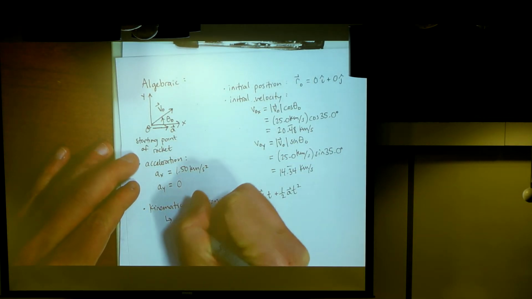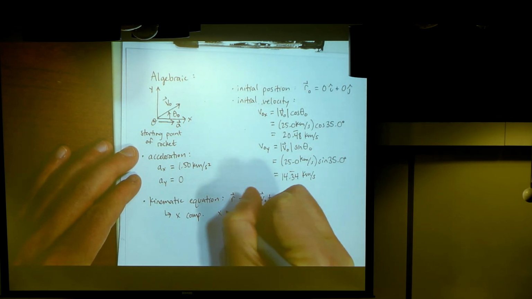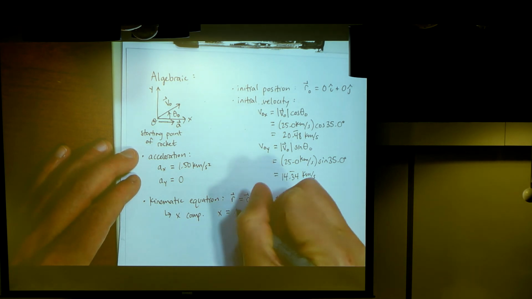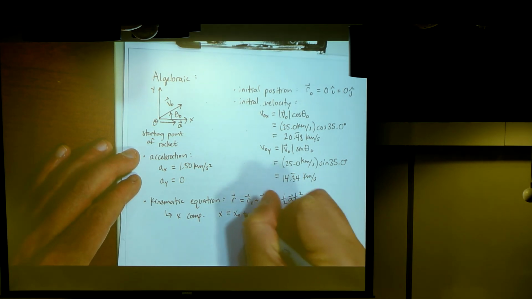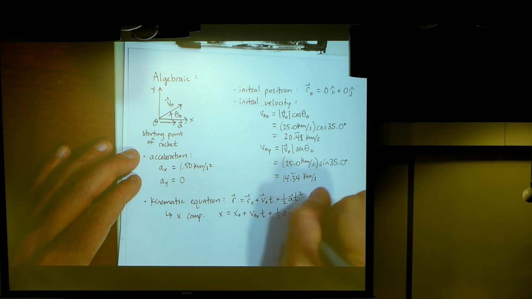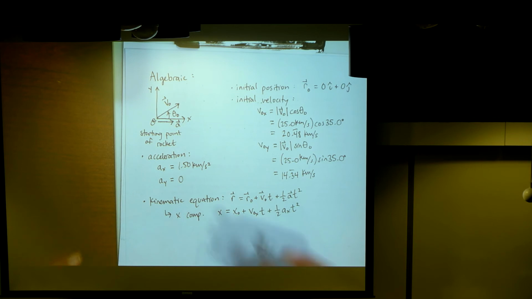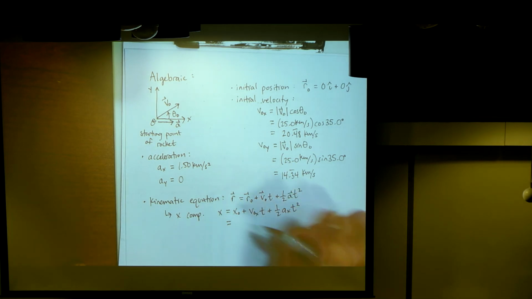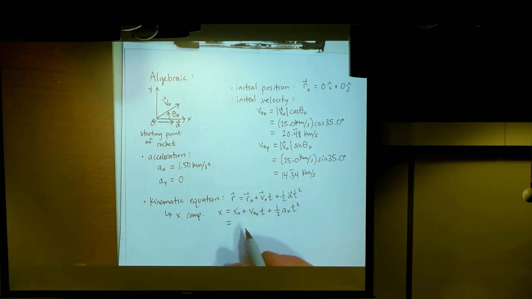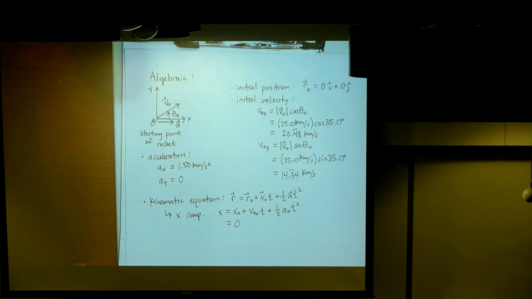So if I take the x component, that would be x, final x position, equals x naught, initial x position, plus v naught x times t, plus 1/2 ax t squared. So hopefully that's clear, how we can just write this as our x component. Now I'm just going to put the numbers in. What should I put in for x naught? I should put in 0 because we're just starting at the origin, right?